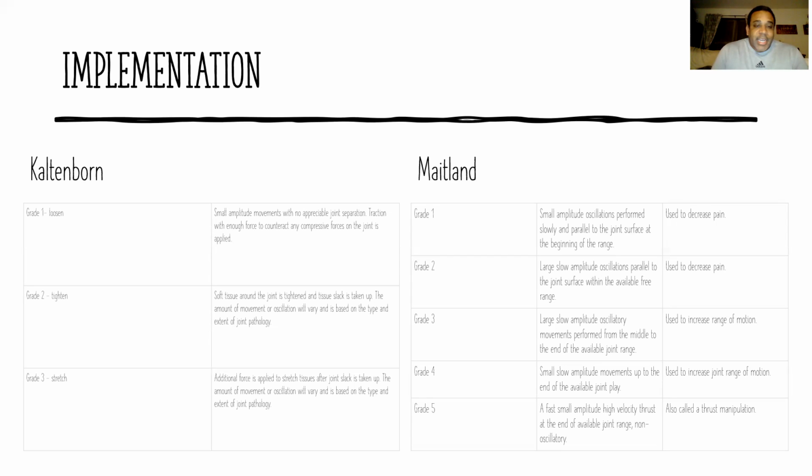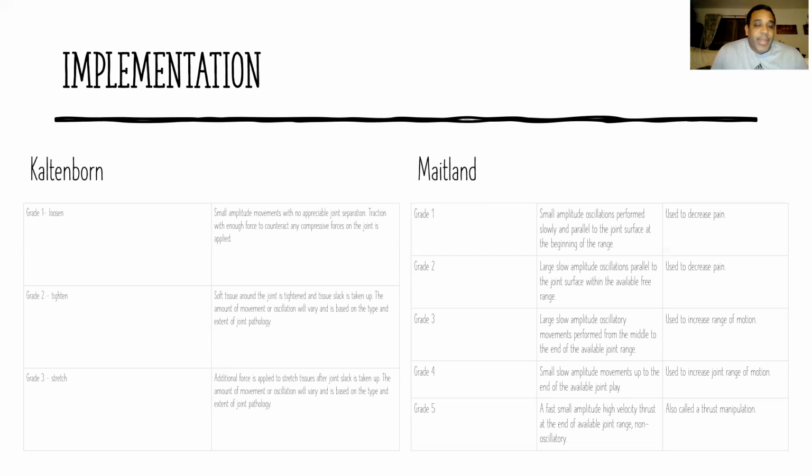Grade 2 is a tightening. Soft tissue around the joints tighten and tissue slack is taken up. The amount of movement or oscillation is varied and is based on the type and extent of joint pathology. Grade 3 is a stretch, and additional forces are applied to stretch tissue after joint slack is taken up. The amount of movement or oscillation varies and it's based on the type and extent of joint play.